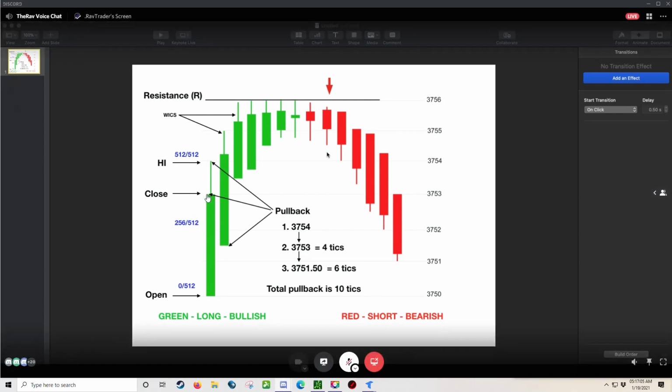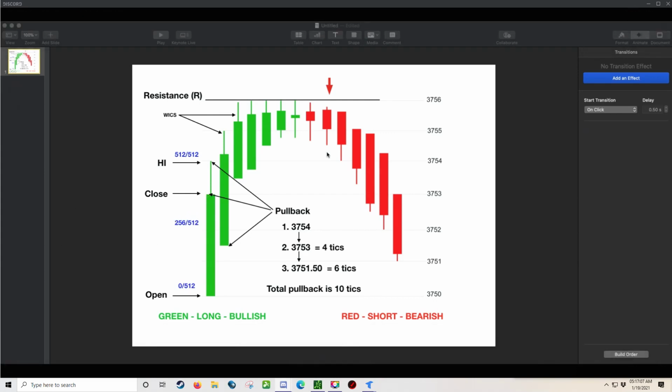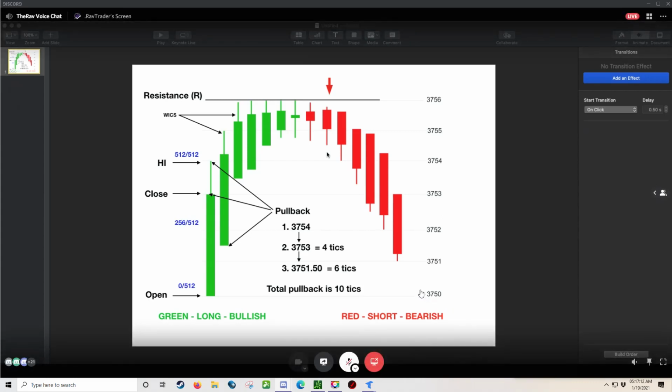On this particular candle, we opened at 37.50. If you look over to your right, we then went to the high right there. The high is at 37.54. Your first pullback is from the high of the wick to the close of the candle. It pulled back to 37.53. That's a 4 tick pullback from the high of the wick to the closing of the candle.